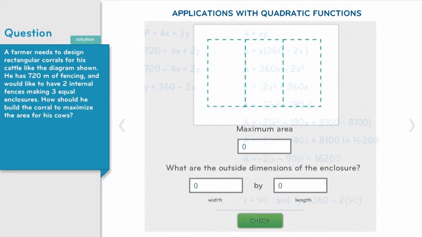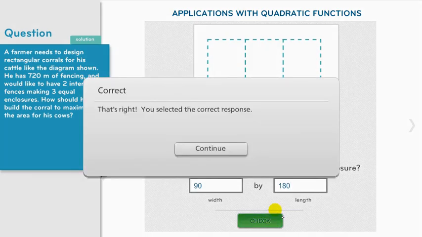Finally, we need to check our solutions. We would have a maximum area of 16,200 meters squared. We would have a width of 90 meters and a length of 180 meters. And we are correct.